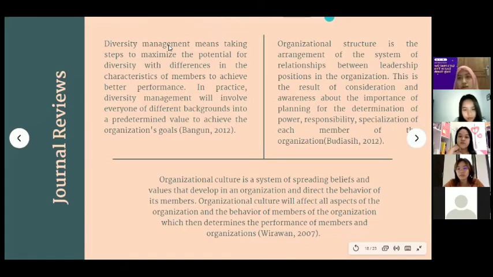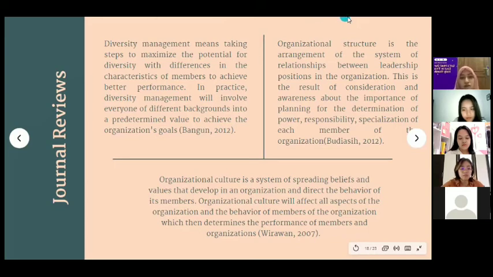Number two is organizational structure is the arrangement of the system of relationships between leadership positions in the organization. This is the result of consideration and awareness about the importance of planning for the determination of power, responsibilities, and specialization of each member of the organization, according to Budiasi 2011.